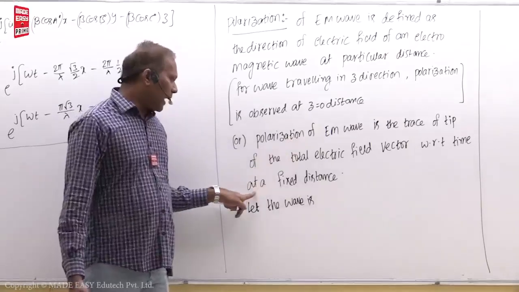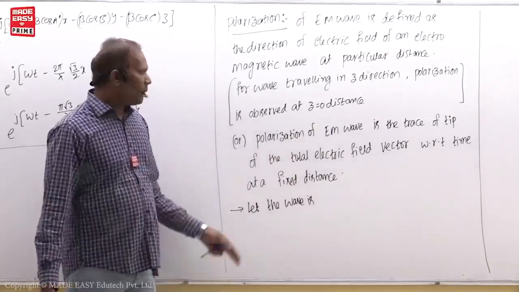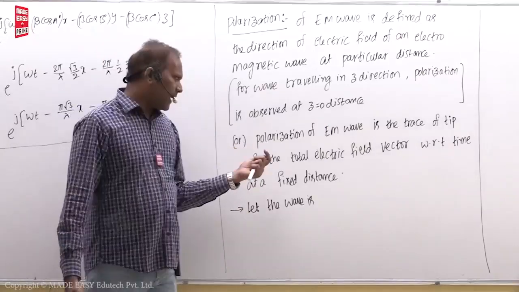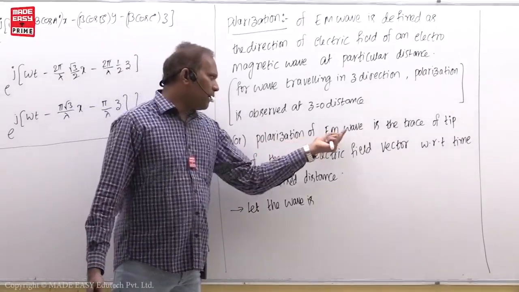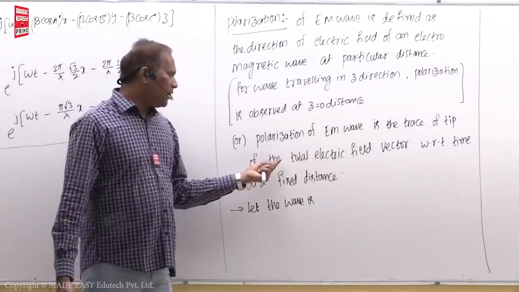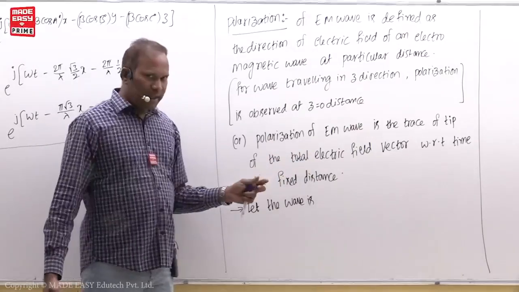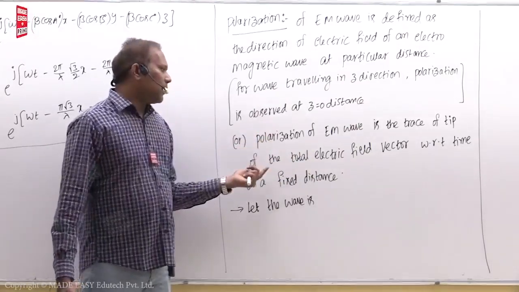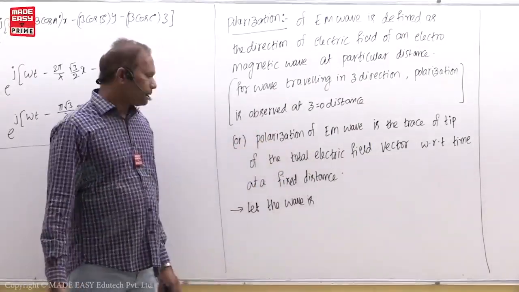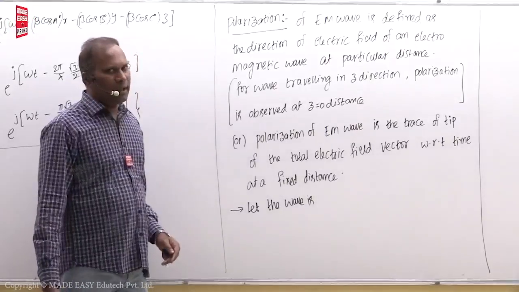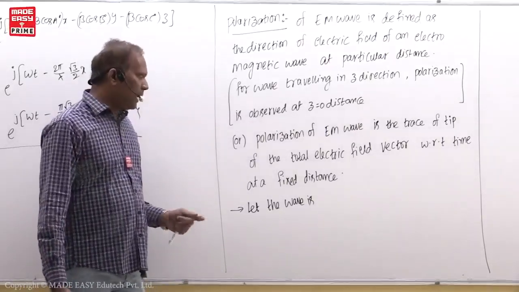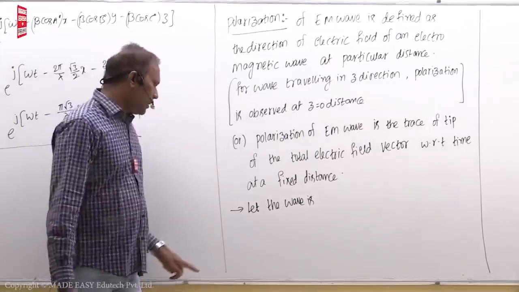With respect to time at a particular distance, both are the same. That means polarization of EM wave is the trace of the tip of the total electric field, meaning the direction of the total electric field only. If you solve questions, we will understand. Anyway, I will solve some cases also.